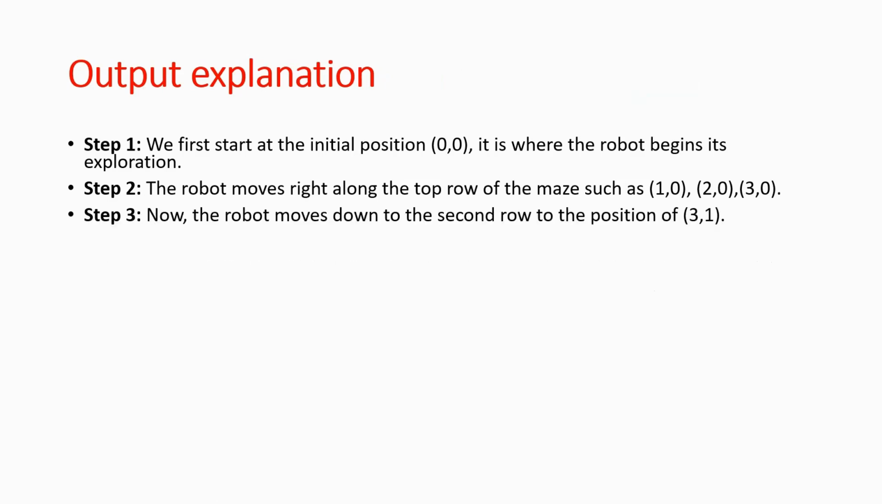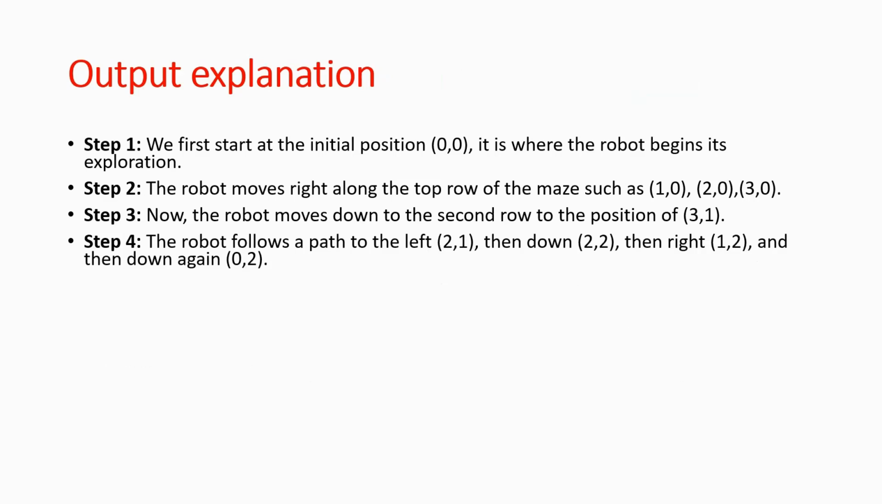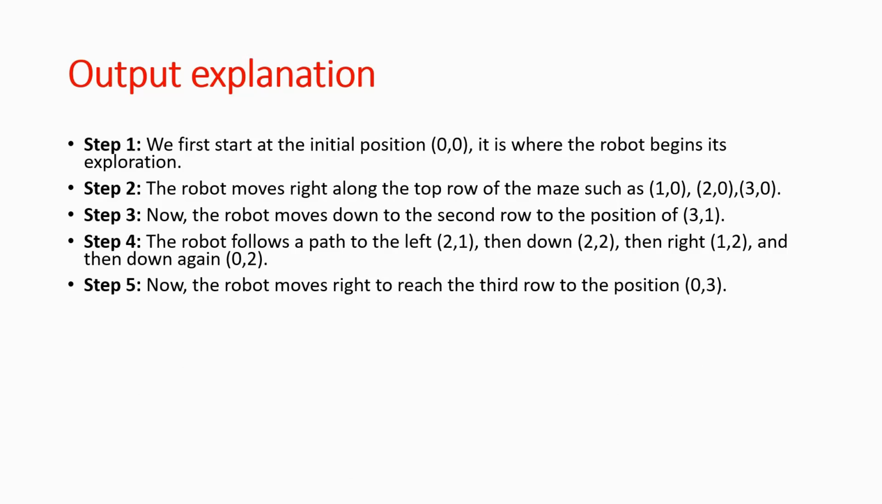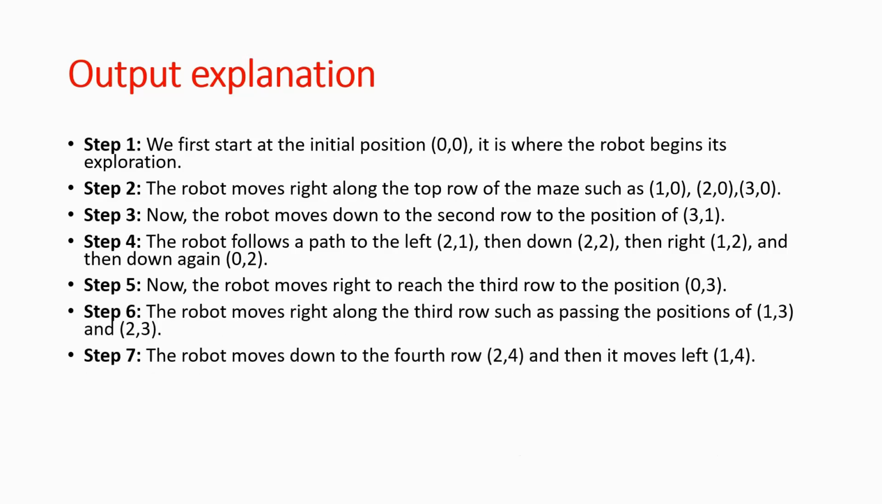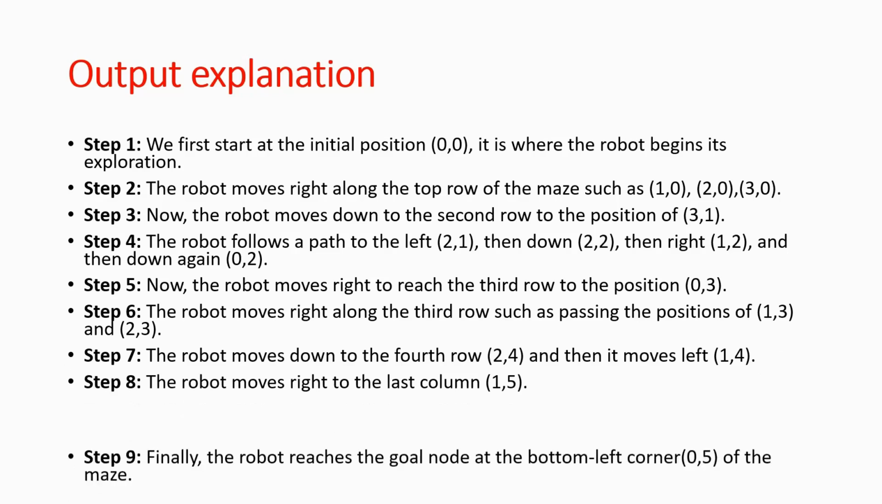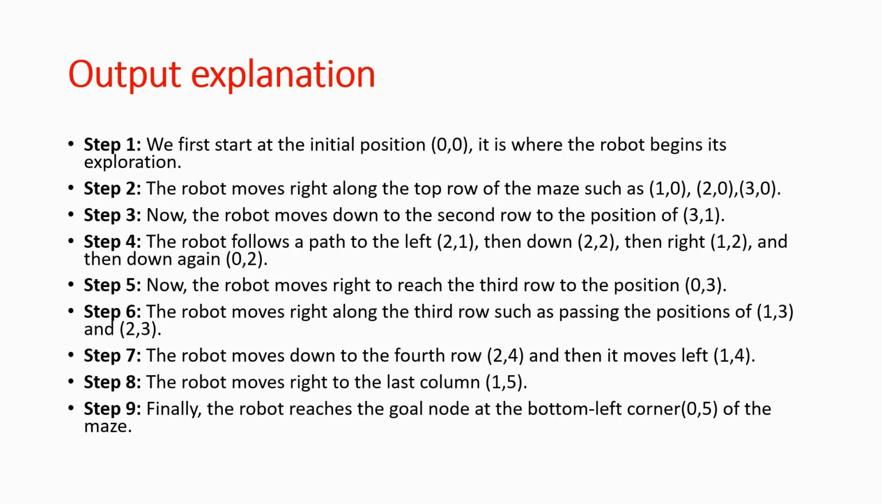Again, step 3. Now the robot moves down to the second row, to the position (3,1). Here the robot follows a path to the left (2,1), then down (2,2), then right (1,2), and then down again (0,2), right? So we follow the sequence steps here, like step 5, step 6, step 7, step 8. Then the robot moves right to the last column (1,5). Finally, the robot reaches the goal node at the bottom left corner, (0,5) of the maze.